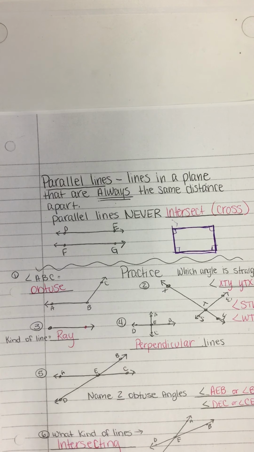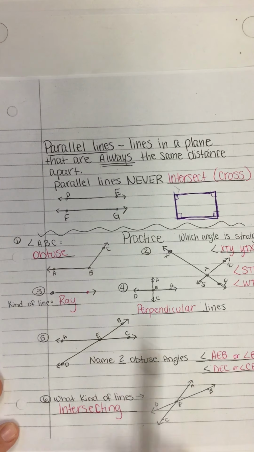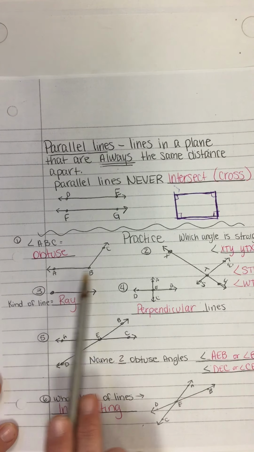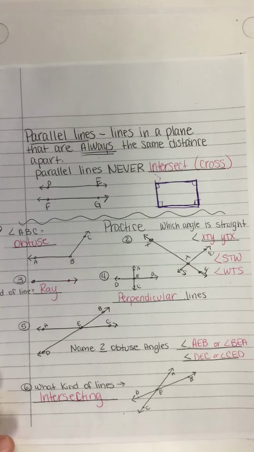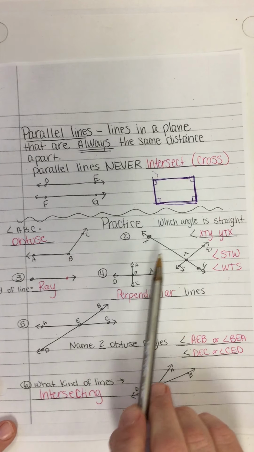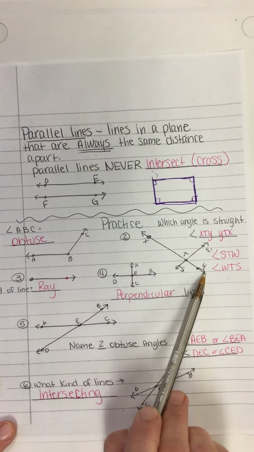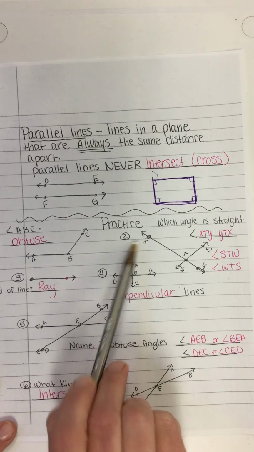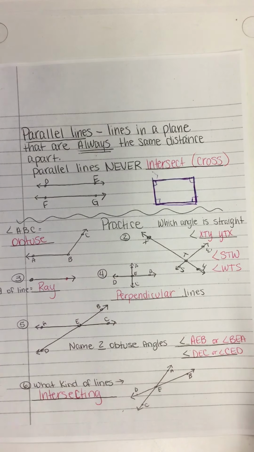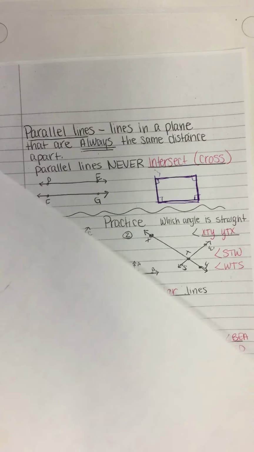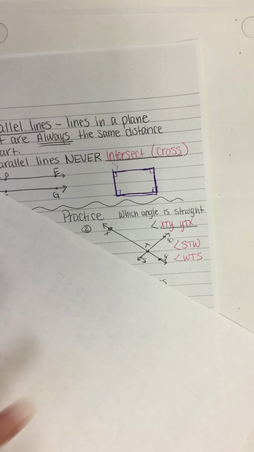Okay, yesterday we also did this little practice. This was an obtuse angle. ABC or CBA is obtuse. Okay, which angle is straight? XTY. We could have also said YTX. STW, WTS. If I was to ask you, looking at only that problem, which angle, or name an angle, should I say, that is acute?